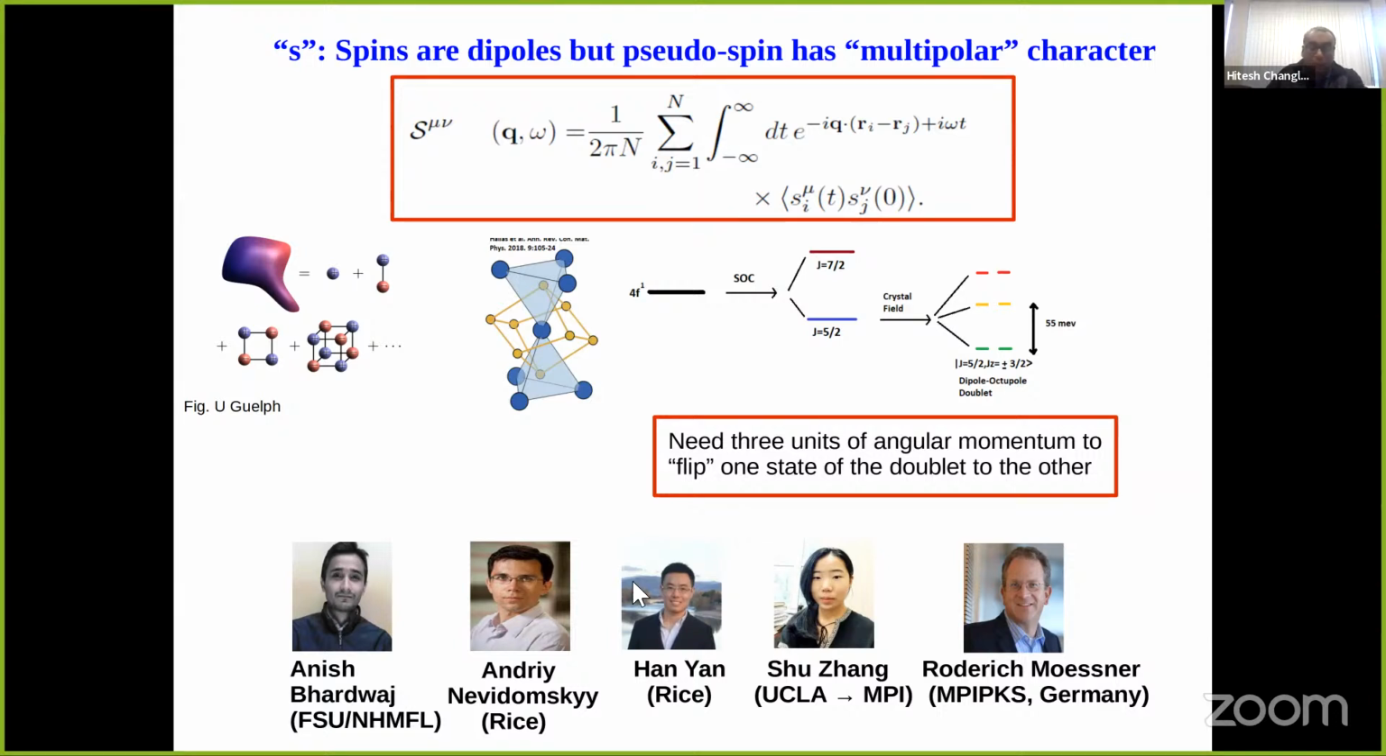And this kind of project was primarily spearheaded by my postdoc, Anish Bhardwaj, and we collaborated with Andrei Nevedomsky at Rice, Anyan at Rice, Xu Zhang, who is now at Max Planck, and Roderick Meusner, also at Max Planck in Germany.